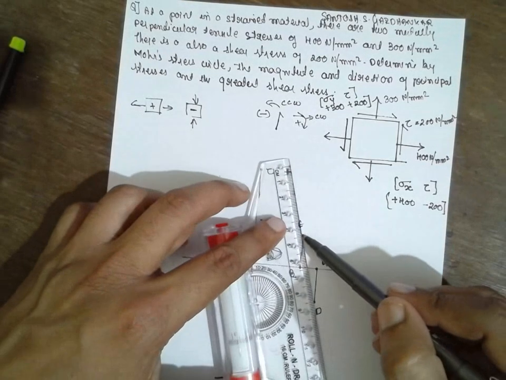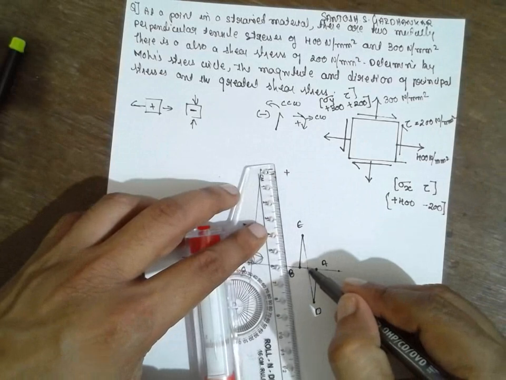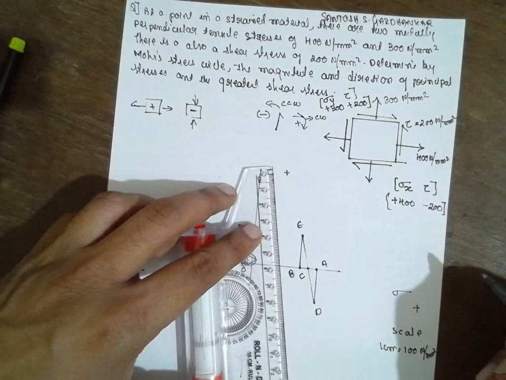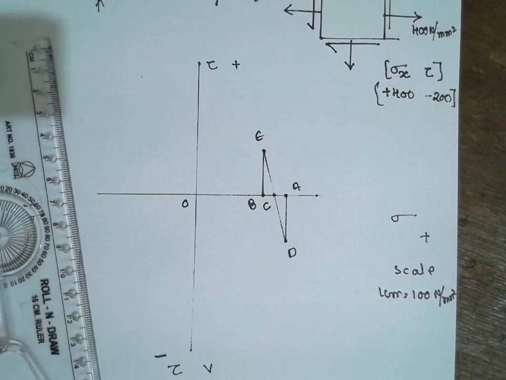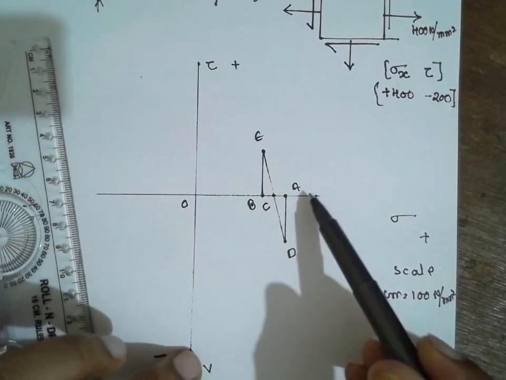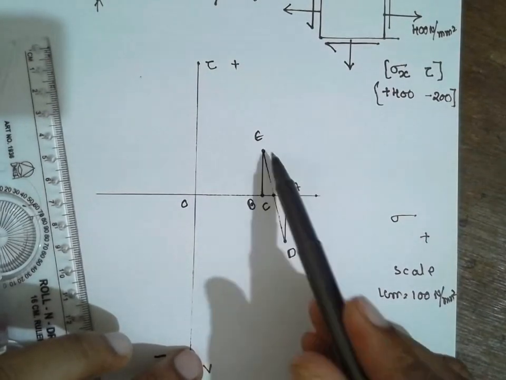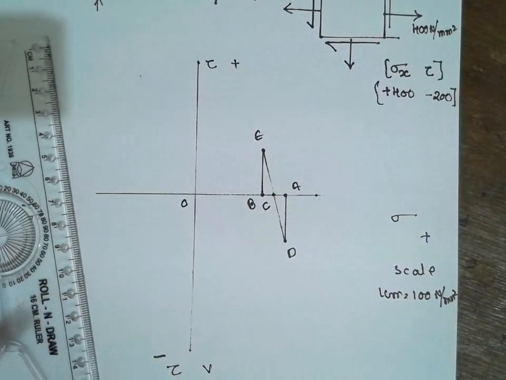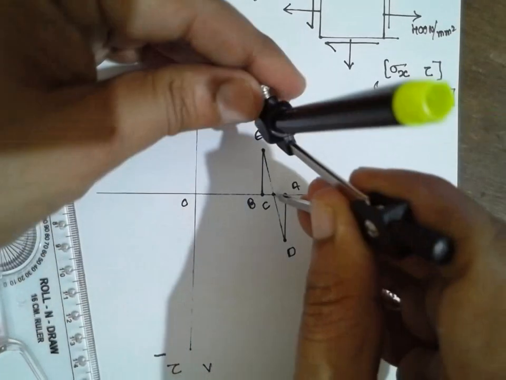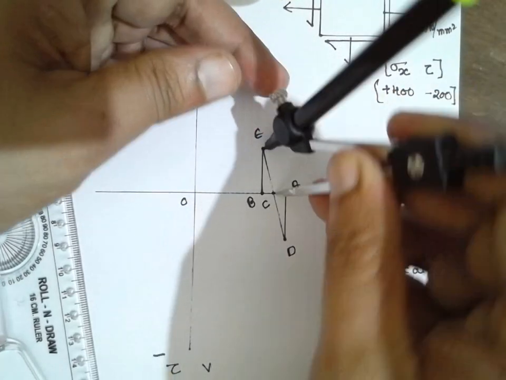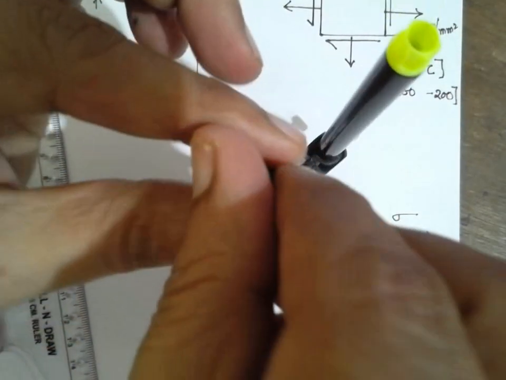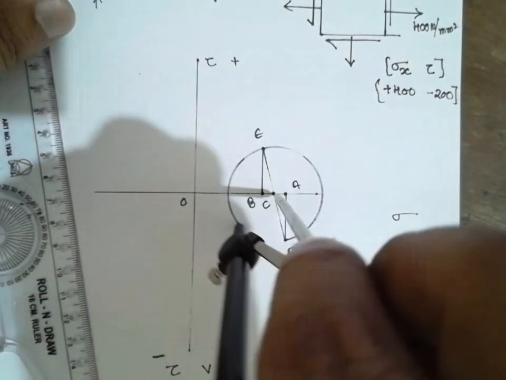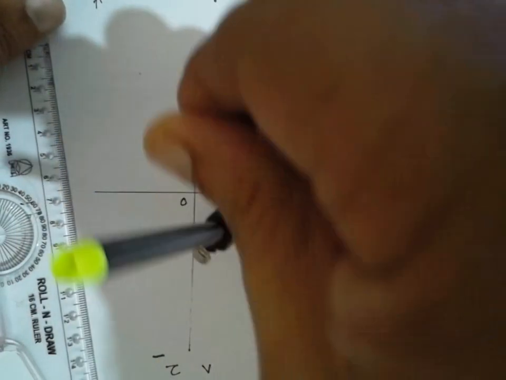When you join these two points, the point where the line crosses the axis we call the C point. This is A, D, this is B, this is C point and E point. Now with the compass, fix the point and join this point, draw the circle.